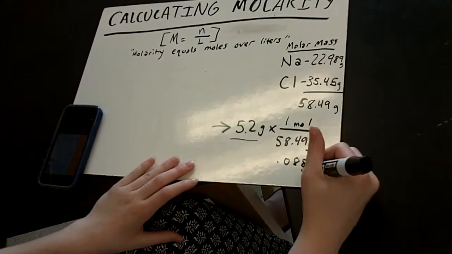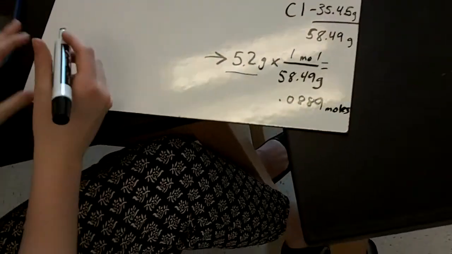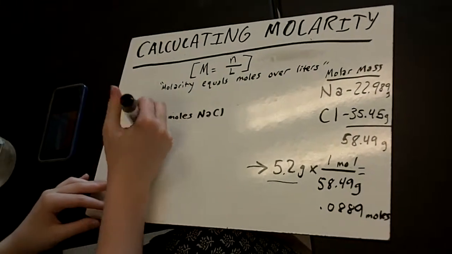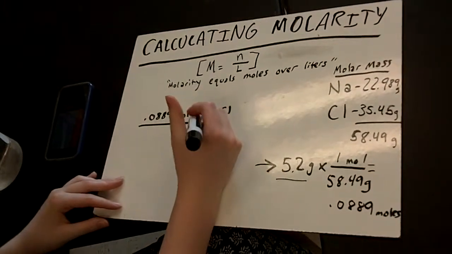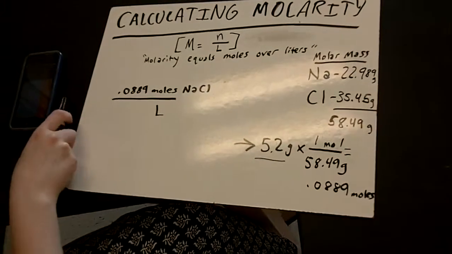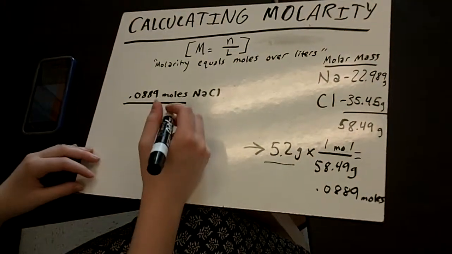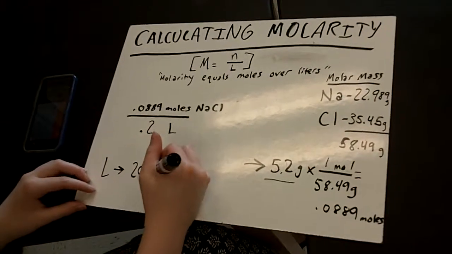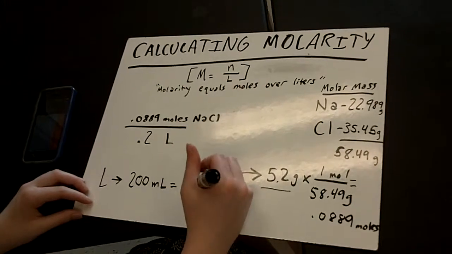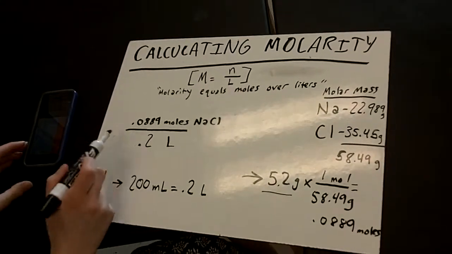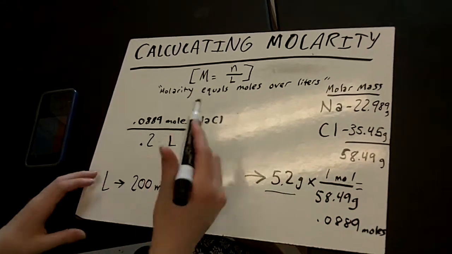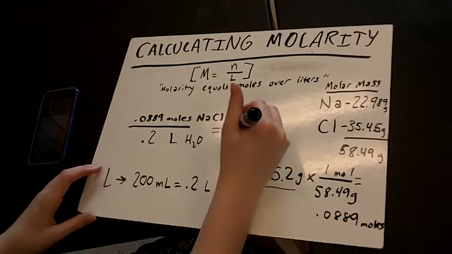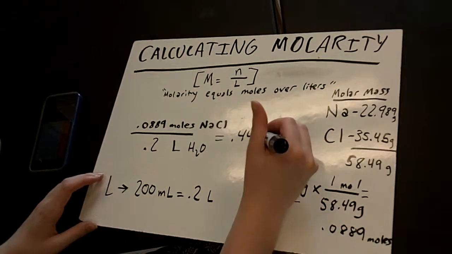0.0889 moles. If we put 0.0889 moles of NaCl and divide that by liters of our solution, we have 0.2 liters. Liters comes from having 200 milliliters in our beaker, which is equal to 0.2 liters. 0.0889 moles divided by 0.2 liters is equal to 0.445 for our molarity.